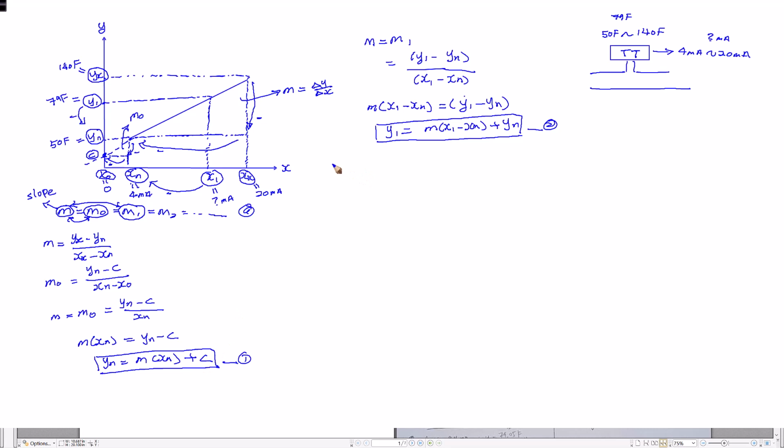M is the slope, which is Yx minus Yn over Xx minus Xn. So Yx is this one, 140, minus Yn, 50, divided by Xx, which is 20 milliampere, minus Xn, the minimum X, 4 milliampere. So the result will be 5.63 from equation 1.